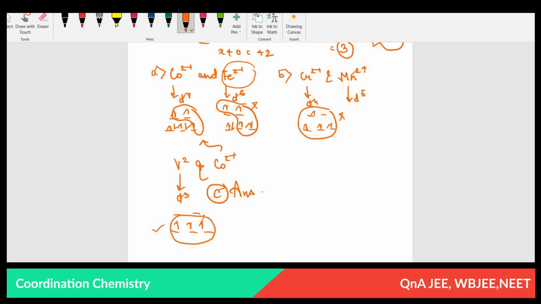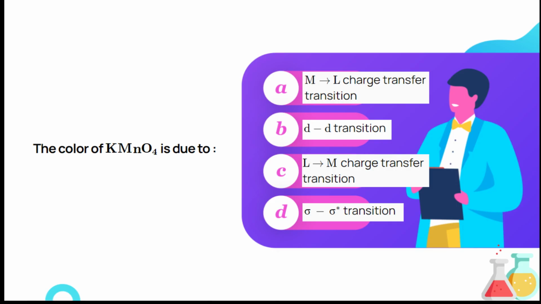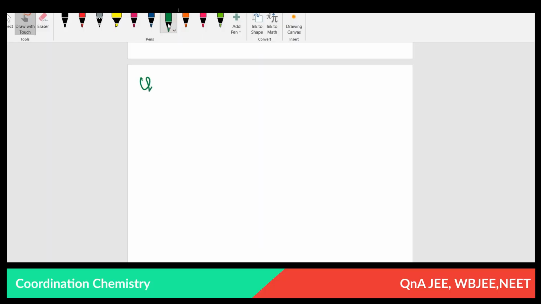Alright. Now moving on to the last question, which is also a new concept for all of you. That is charge transfer complex. That is not there in your board syllabus, but Joint Entrance Examination has actually included that as a part of your syllabus. So we will not discuss it in much detail, because that's not required. We will just discuss that much portion which is needed for us to solve a problem.